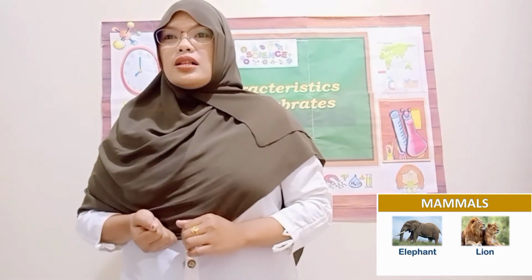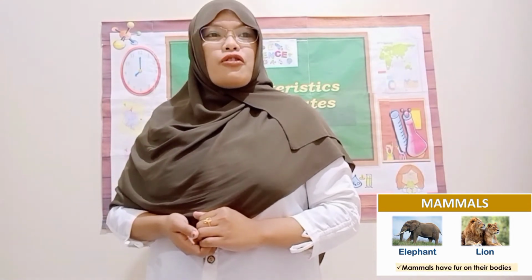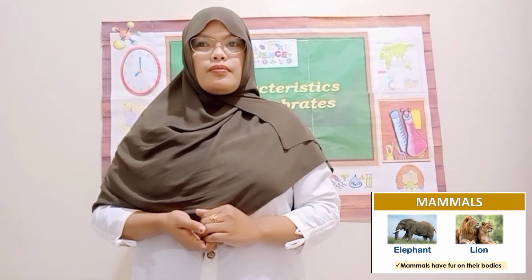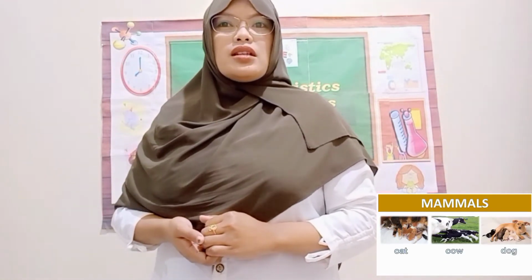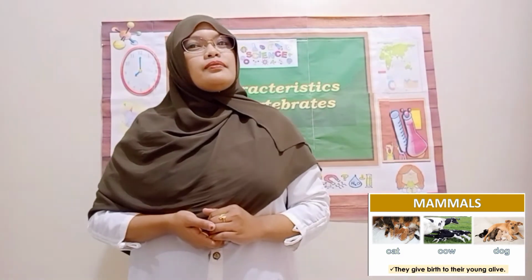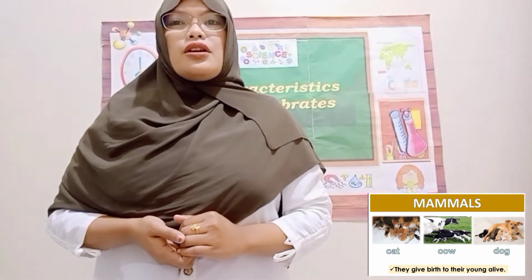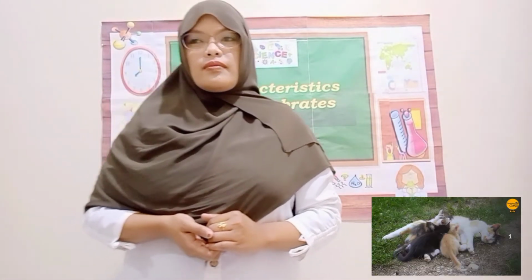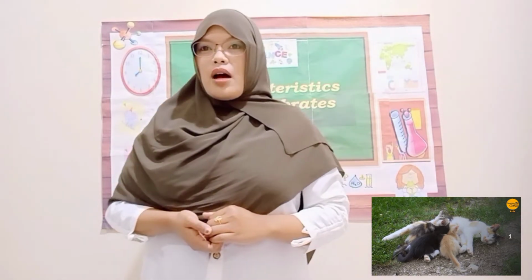Okay, mammals are covered with hair or fur for protection. Based on the picture, how are these animals born? Yes, they are born in forms that resemble their parents. How do the mother mammals feed their young babies? Correct. Mother mammals feed their young by providing them with milk.